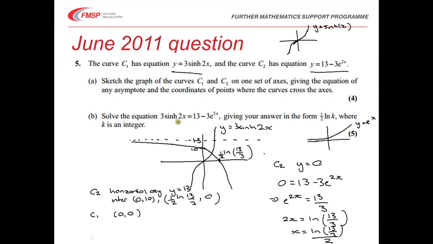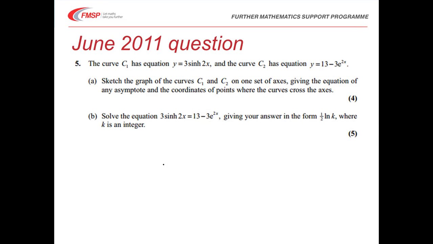Okay, now we've got to solve this equation. So we can see then that there's only one solution of this equation. So what we're actually effectively being asked to do here is work out what the x coordinate of that point there is, because that will correspond to the solution of the equation. Okay, let's have a look at how this will work. What we need to do here is work in terms of e to the x and get an expression in terms of e to the x.